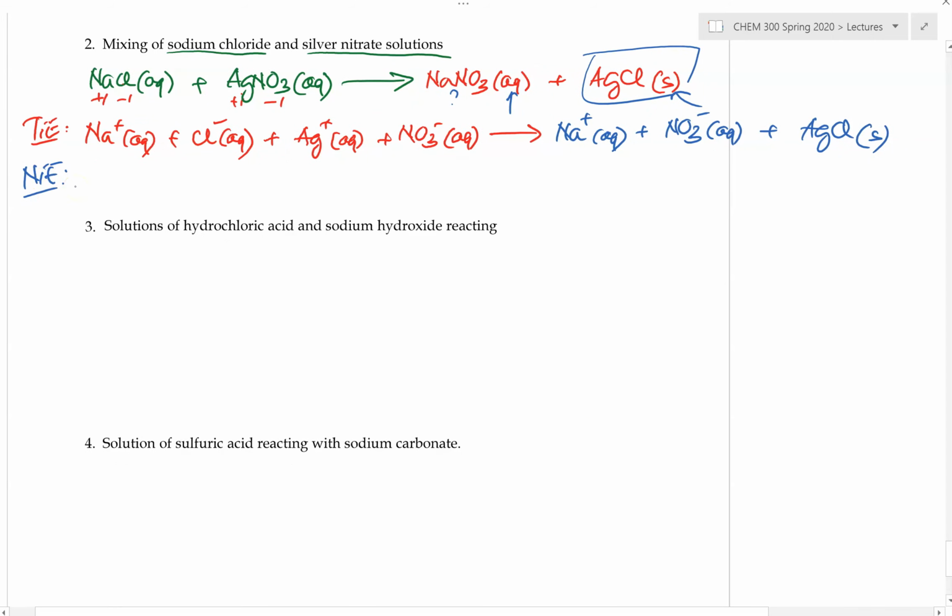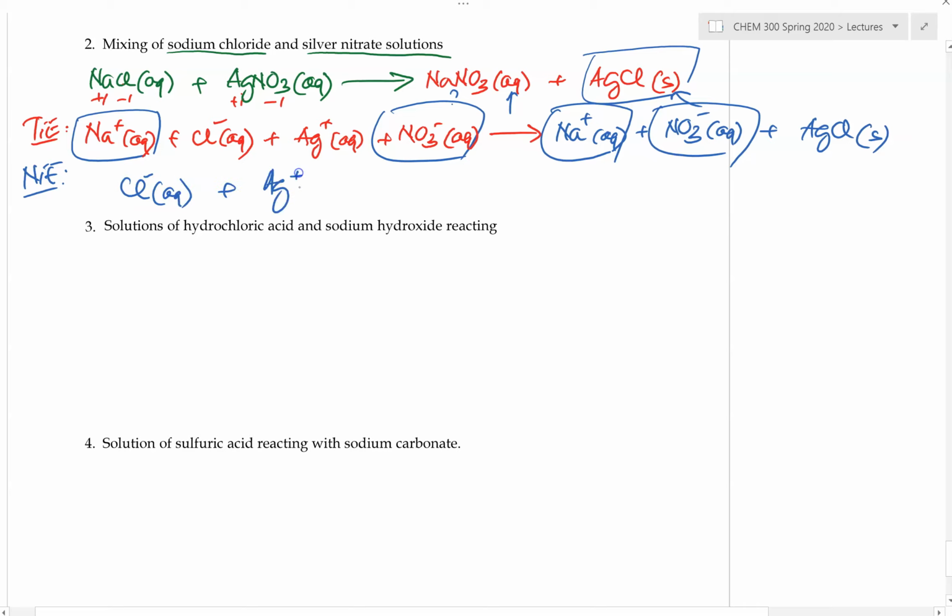And now as for our NIE, when we identify and remove the spectator ions, we see that sodium is present before and after. So that is a spectator ion. And the nitrate is also another spectator ion. So when we have removed those already, what we will have left would be the chloride and the silver ions that are combining together to form silver chloride solid. Okay, so that will be our NIE.